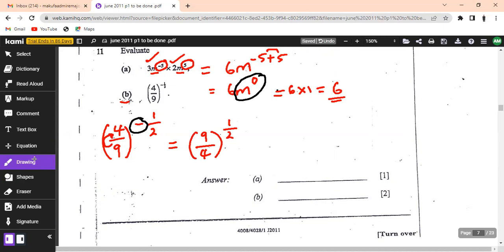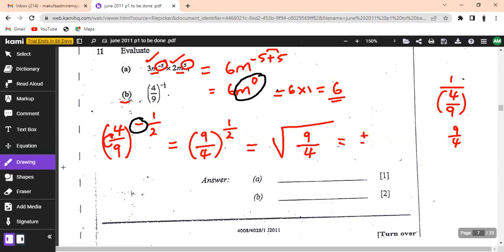Just like that. Or you can introduce 1 over 4 over 9 like this to remove the negative, and it's going to give you the same thing, 9 over 4. But 9 over 4 to the exponent of a half, we know that a fractional exponent of a half simply means the square root of. So it's the square root of 9 over 4, which is going to be plus or minus square root of 9, which is 3, over square root of 4, which is 2.